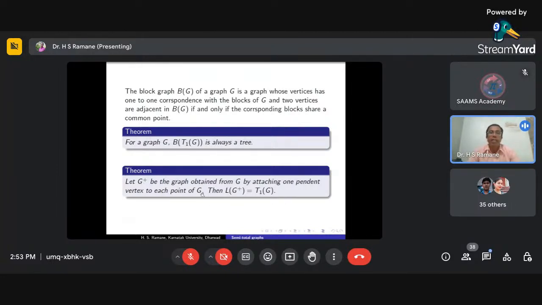Then the line graph of this G plus is always the semi-total line graph. The line graph of G plus is a semi-total line graph of G.